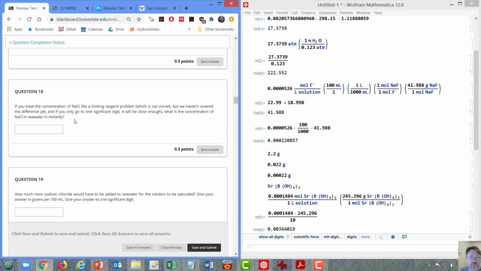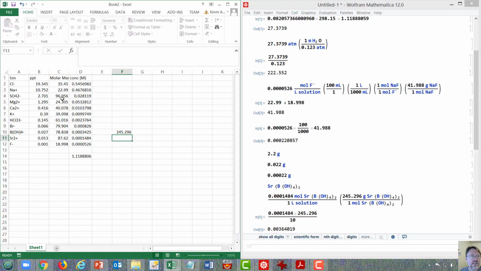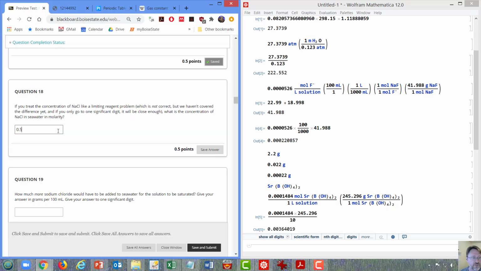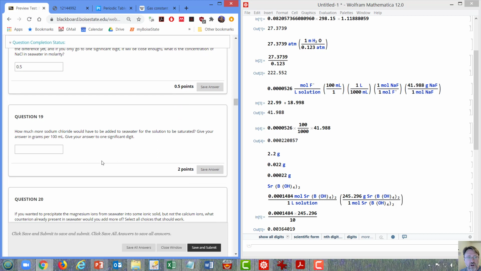If you treat the concentration of sodium chloride like a limiting reagent problem, what is the concentration of NaCl in seawater in molarity? So the idea here is we make sodium chloride from these two. If it's a limiting reagent problem, then whichever one is smaller is the one you want. So that's the molarity, but it's saying to do it to one significant digit, so that's going to be 0.5.